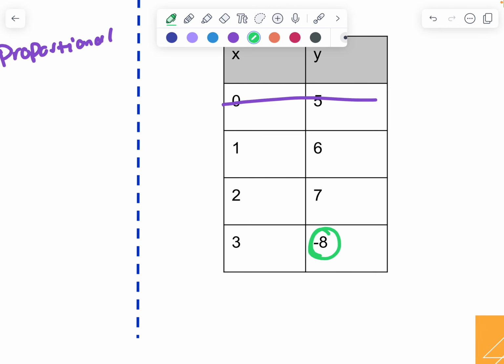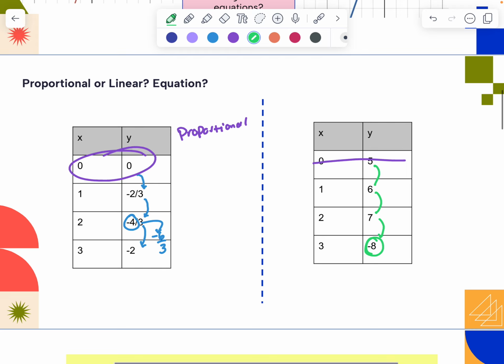And also I don't have a consistent growth. I add one, and then holy cow, I drop all the way to -8. That's kind of weird. So 2 reasons why that's not proportional. Gross.